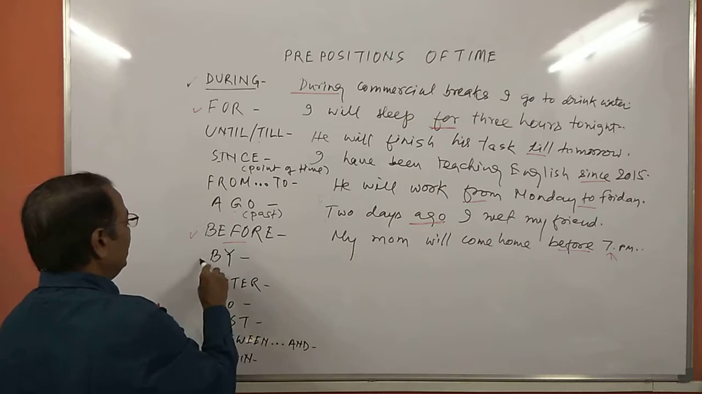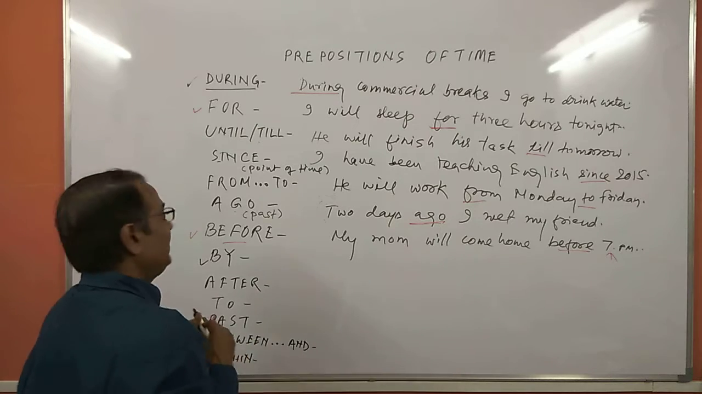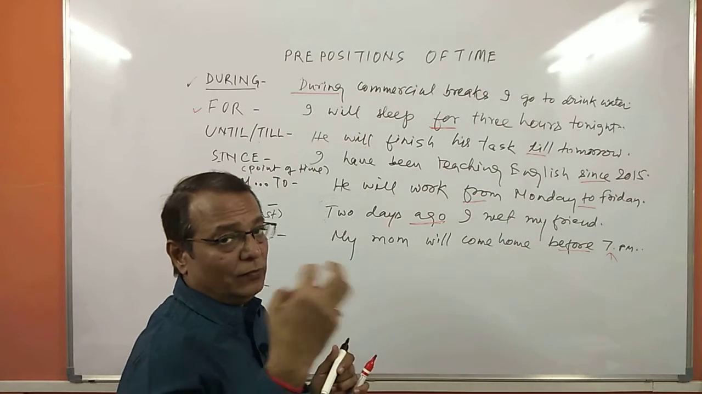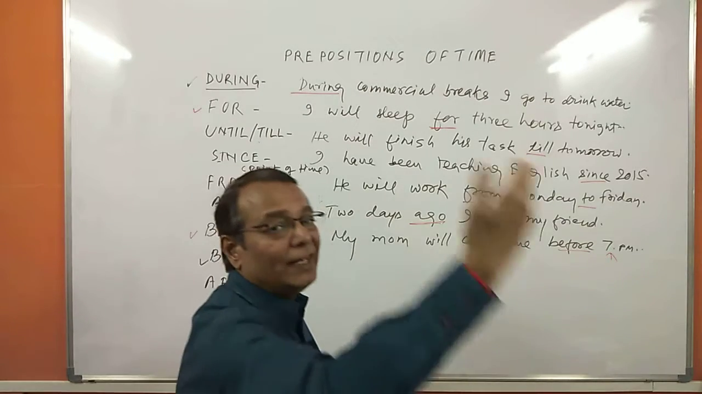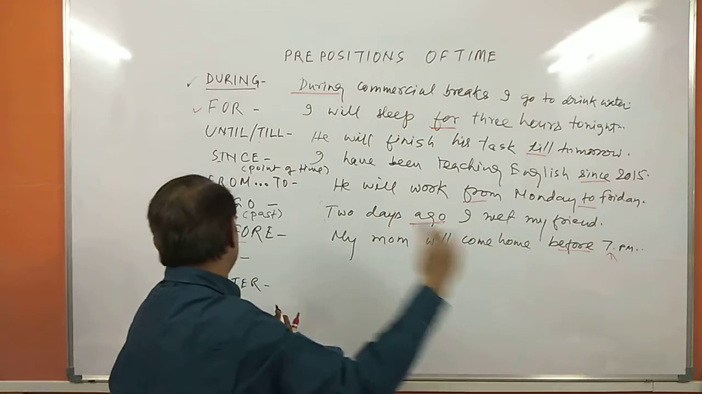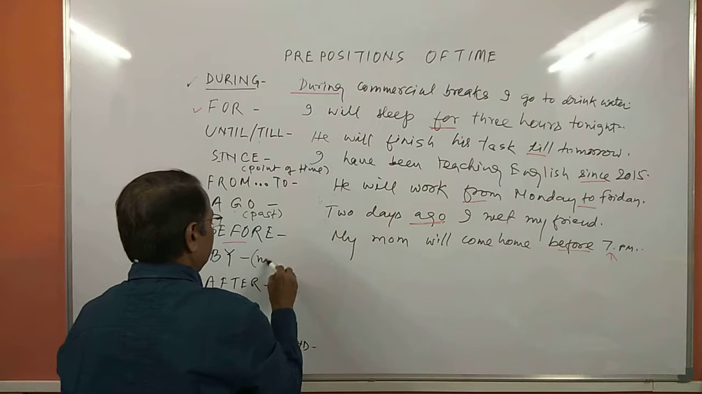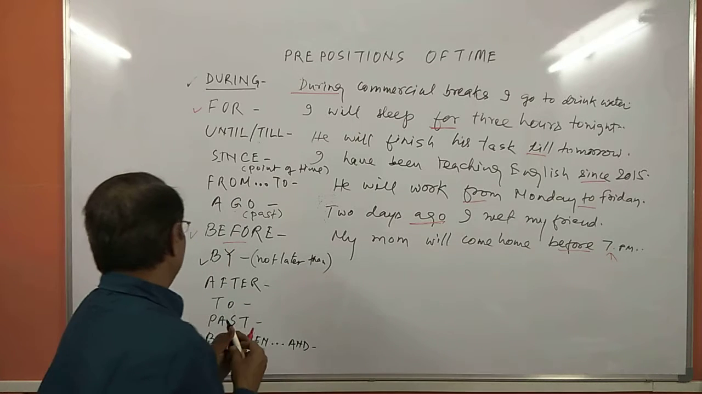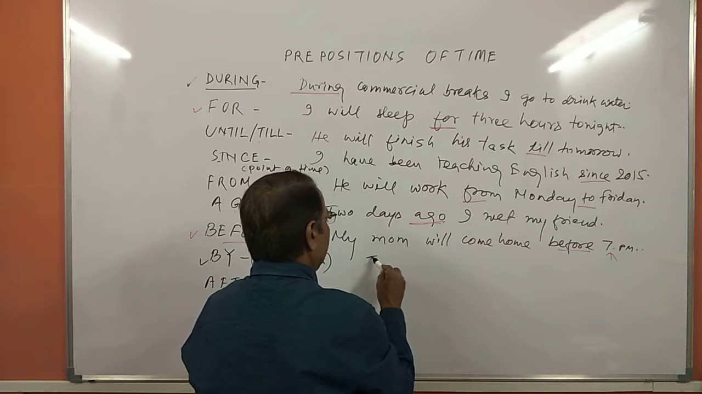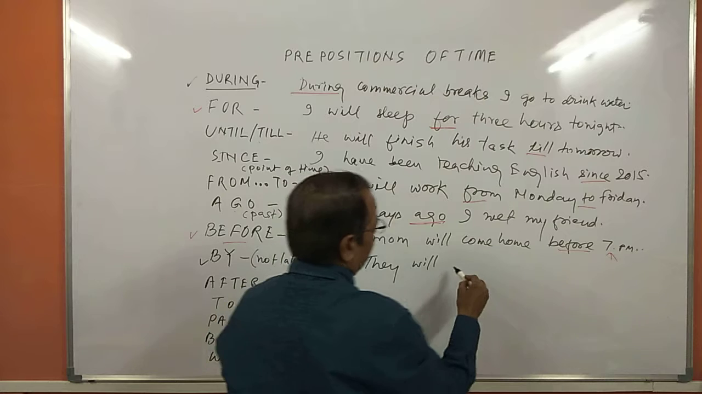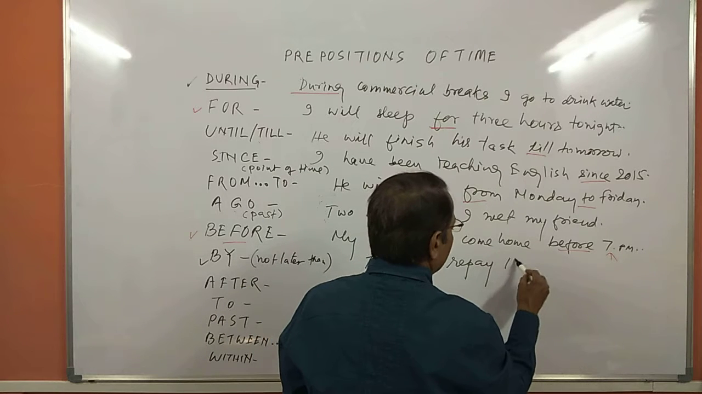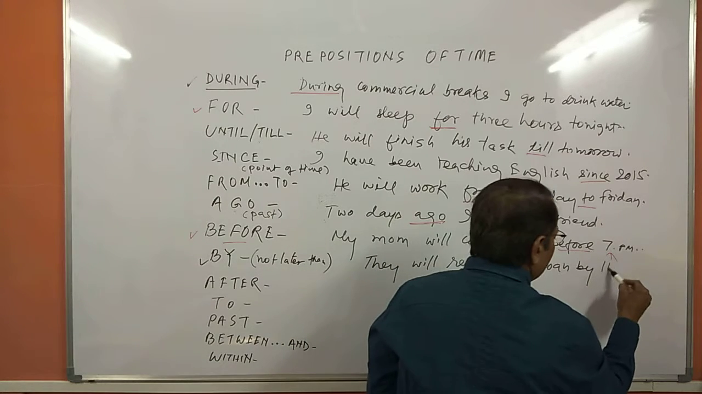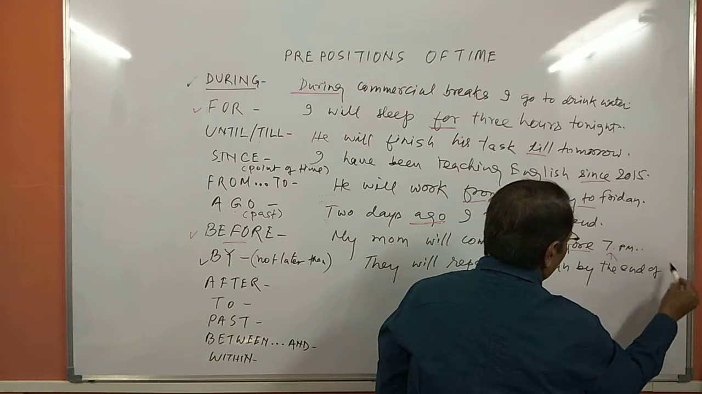By, we sometimes use the word by. Whenever you use the preposition by, you have to keep in mind that it is not later than that. It is possible before that, but not later than that. Not later than. Right? So one example I would like to give here. They will repay their loan by the end of this month.